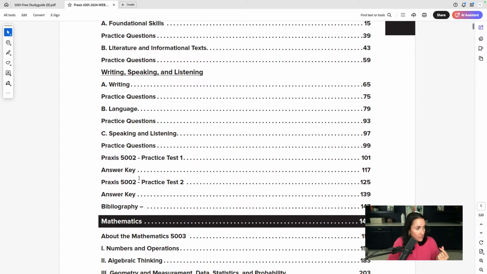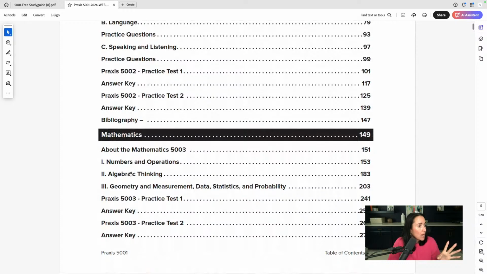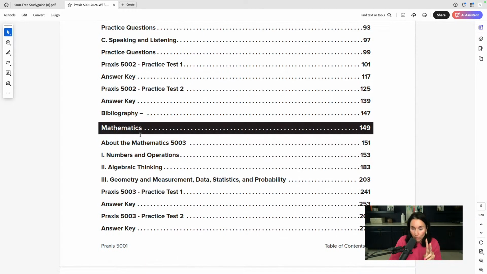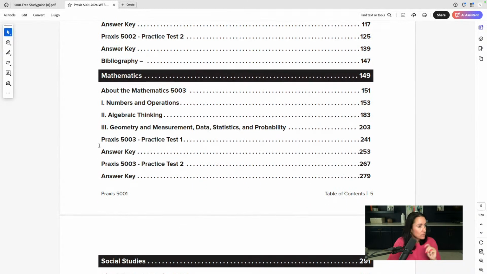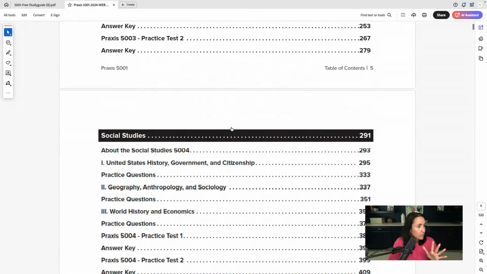There are 2 practice tests in the big study guide for this, okay? Then subtest 2 is mathematics. This is 5003. This has 3 main sections: numbers and operations, algebraic thinking, and geometry, measurement, data, statistics, and probability. I'm going to go over all this. Don't worry. I'm just breaking up the test right now.